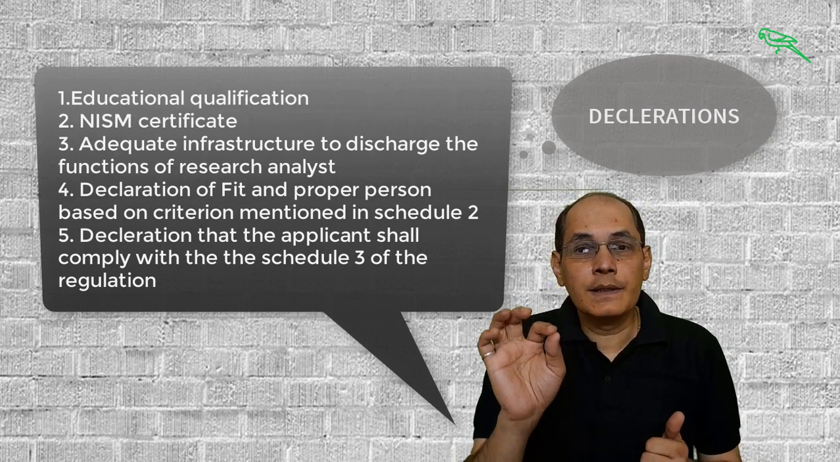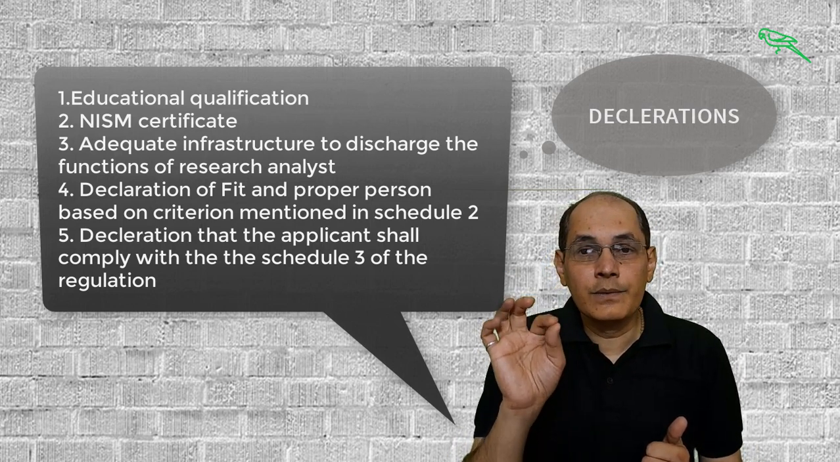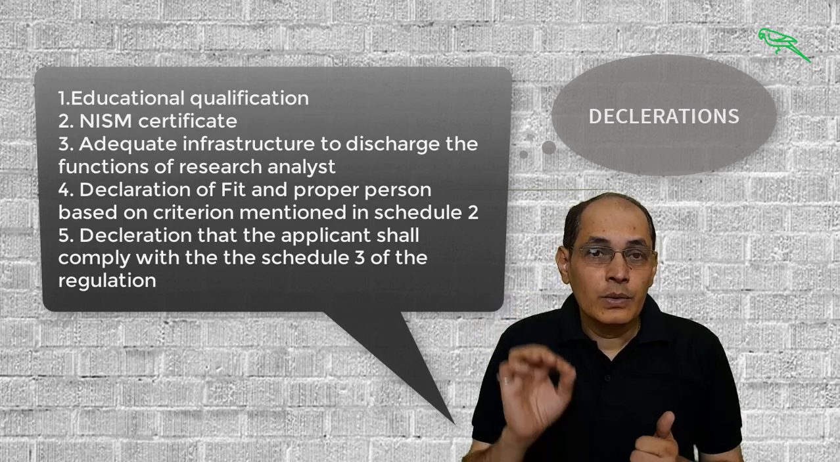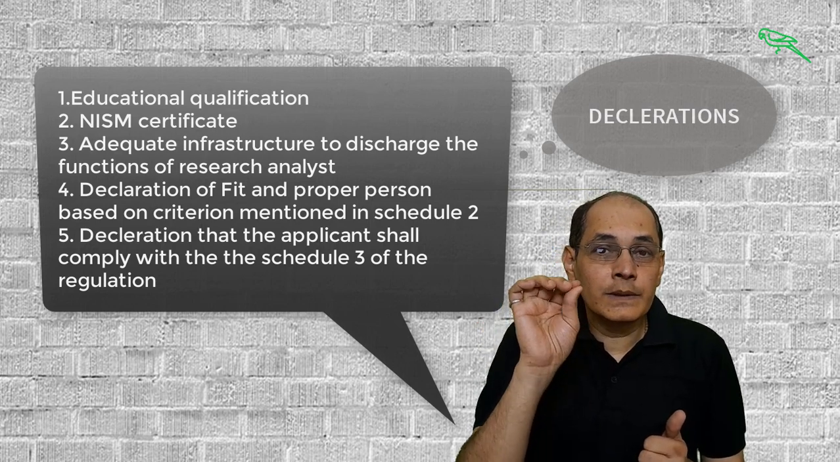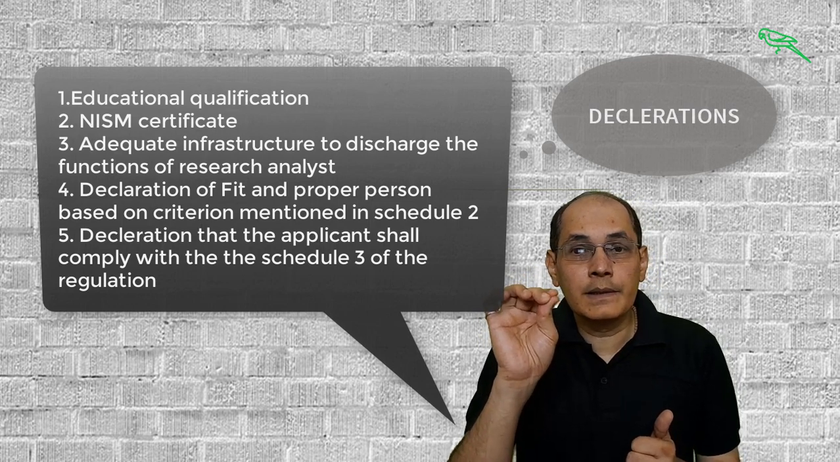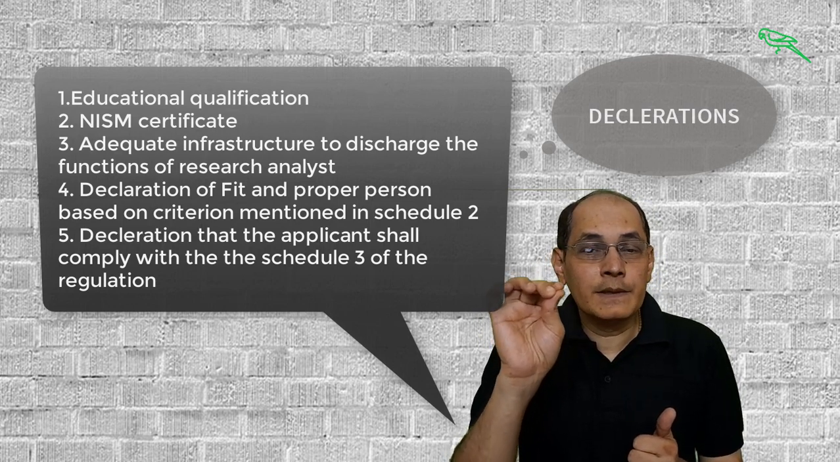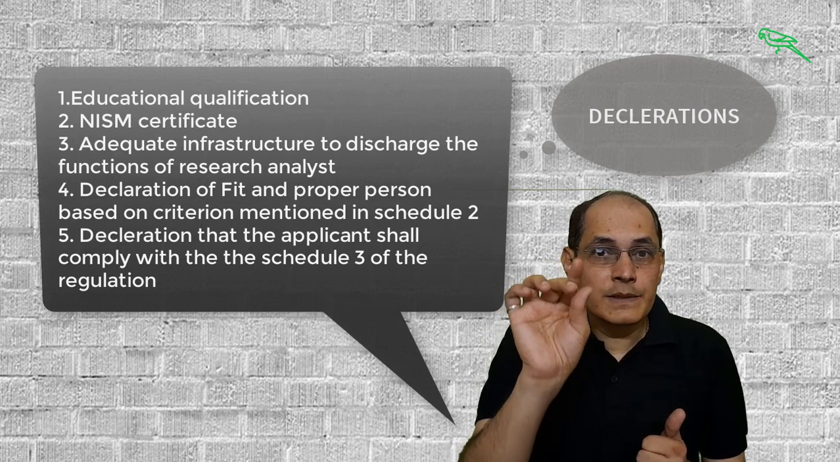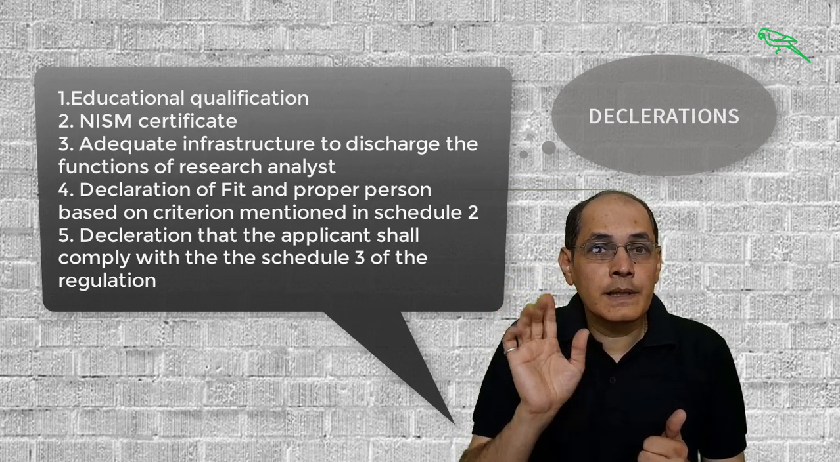Next is declaration that an applicant shall comply with Schedule 3 of the regulation. So Schedule 3 of the intermediary regulation mentions that the applicant must comply with certain conditions. You must mention those conditions that are complied.